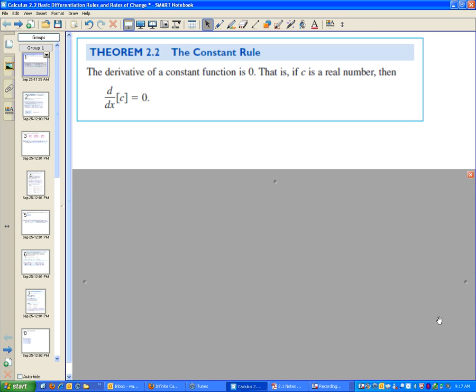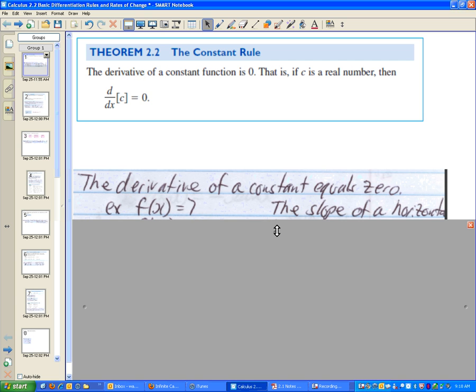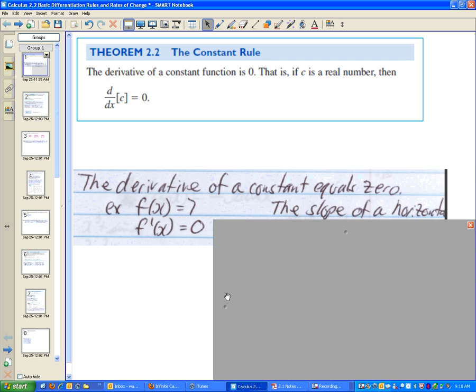The first is called the constant rule. The derivative of a constant function is 0. That is, if c is a real number, then the derivative of c equals 0. For instance, if f of x equals 7, f prime of x equals 0.